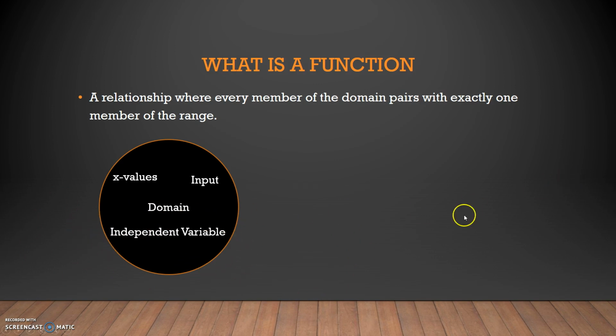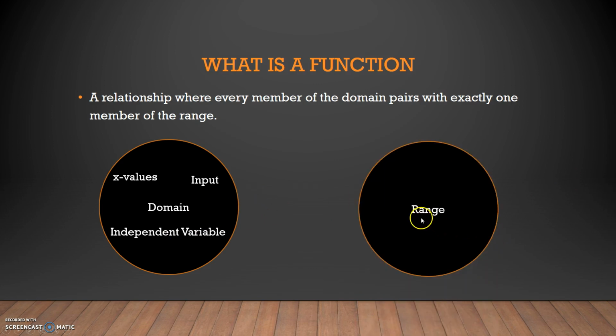And then range is just the opposite of all that. So the range are the y values. It's the output of a function. And this is what's called the dependent variable. So one way to think about it is when we make our xy chart, the left side of that chart, all the x values are the domain. And what you kick out are the range, the dependent variable.